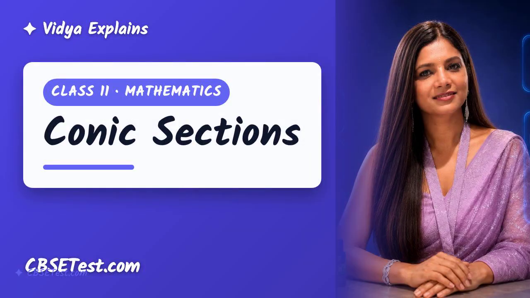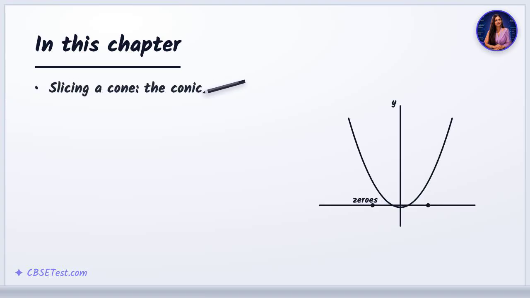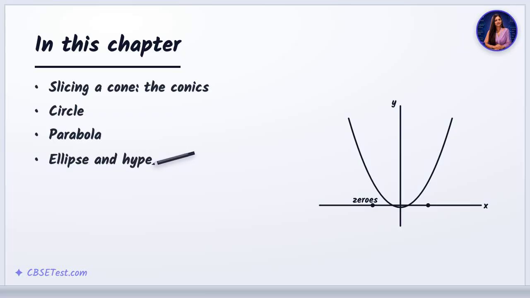Let's learn conic sections together, step by step. Slicing a cone at different angles gives the conic sections: the circle, parabola, ellipse, and hyperbola. We'll learn their standard equations and key features.